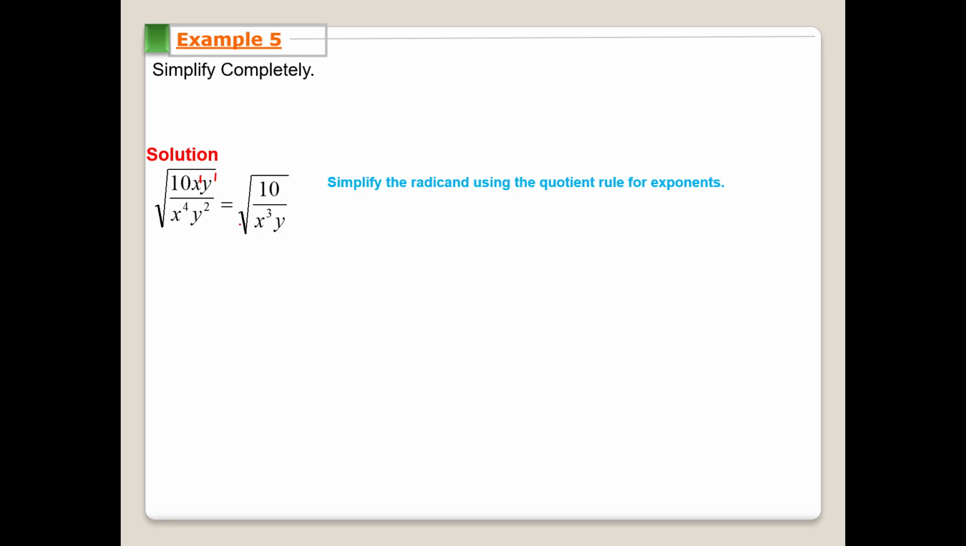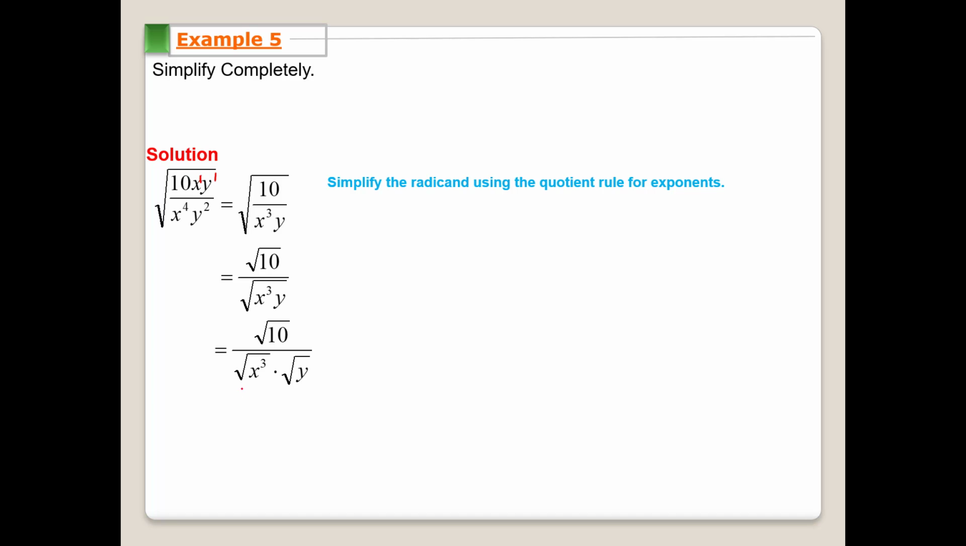So therefore, we're left with this value, square root of 10 divided by x cubed times y. All right, so now we can break that down. Square root of 10 over square root of x cubed times y. Now what do we do with that x cubed? Let's go ahead and split by the product rule first. Say square root of x cubed times square root of y. Let's go and break that up.